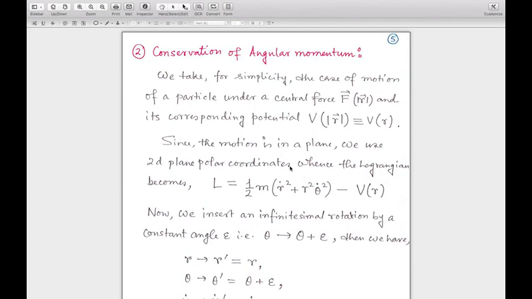Now coming to the second type of conservation principle, that is the conservation of angular momentum, and for that we take, for simplicity, the case of the motion of a particle under a central force, where the force f is only a function of the magnitude of r and its corresponding potential is also central, so it will be V of r.